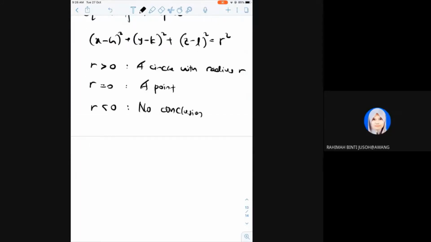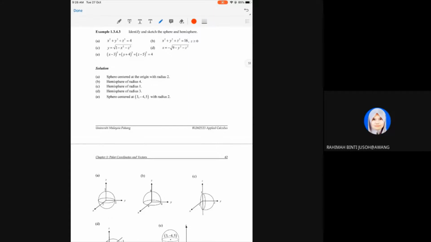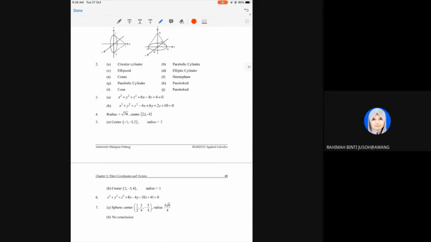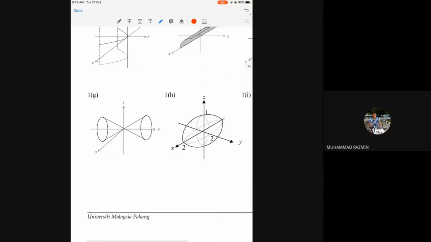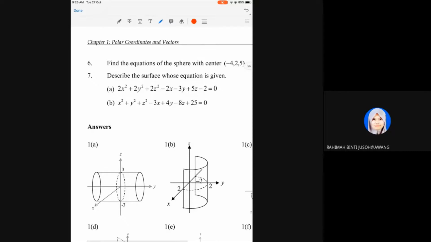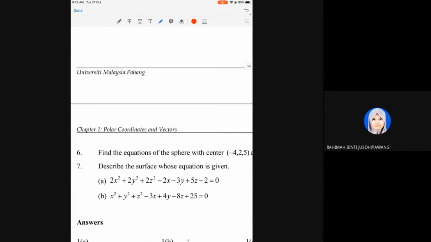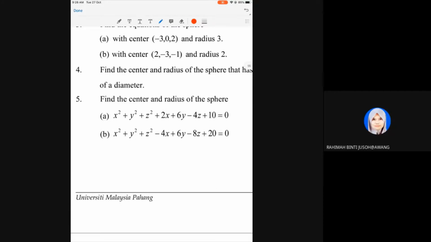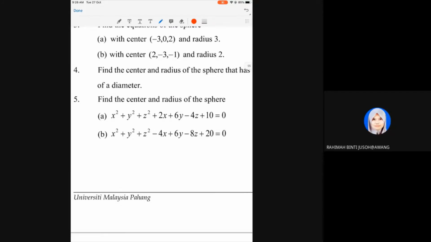Alright guys, let us kita buat tengok exercise dulu. Nanti boleh saya explain hemisphere whatsoever tu, kita tengok exercise. Kita guna kaedah completing the square. Question number. Okay, describe the following ni. Question number 5, find the center and radius of the sphere. Okay, let us do question number 5A. Question number 5A.